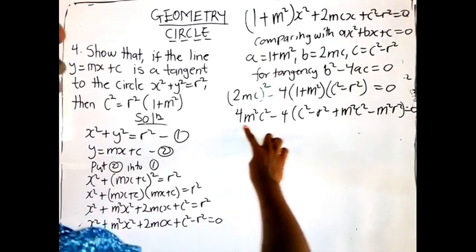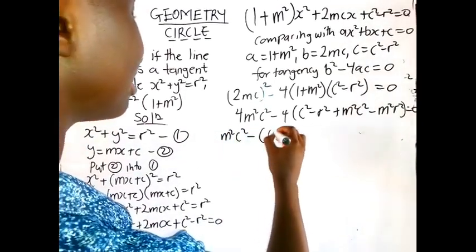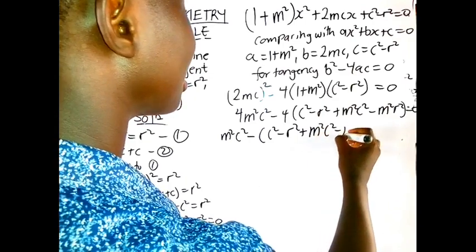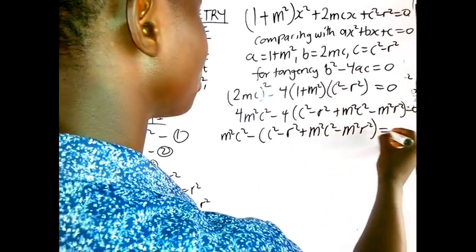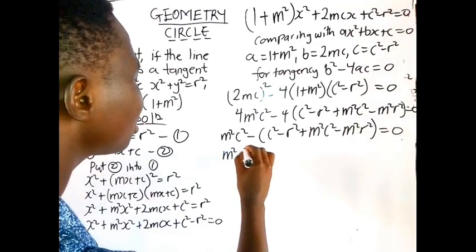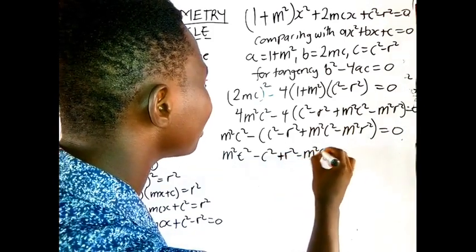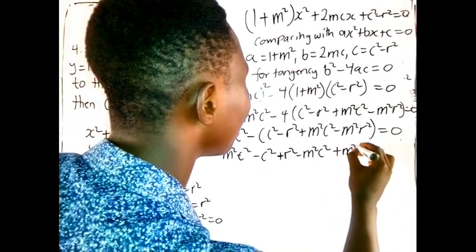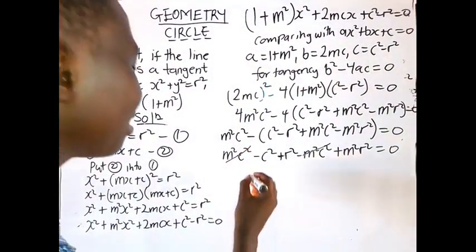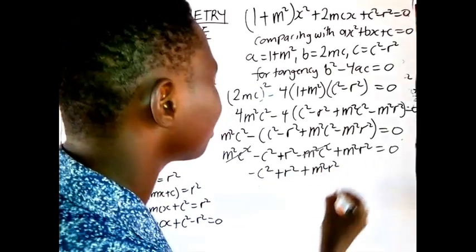So the equation is divisible by 4. So we get m squared c squared minus (c squared minus r squared plus m squared c squared minus m squared r squared), which is equal to 0. So we expand the bracket. So we get m squared c squared minus c squared plus r squared minus m squared c squared plus m squared r squared is equal to 0. So this and this will cancel. So we have minus c squared plus r squared plus m squared r squared is equal to 0.